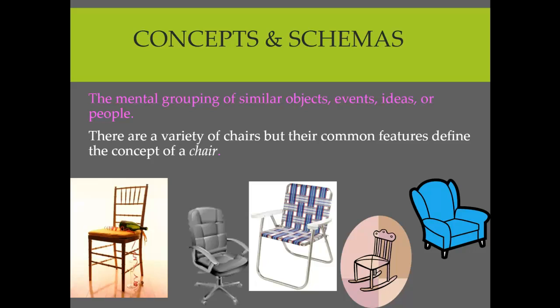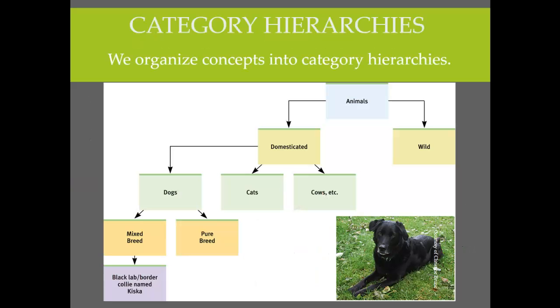So the mental grouping of similar objects, events, ideas, or people, again, those are our concepts and our schemas. There are a variety of chairs, but their common features define the concept of a chair. So these all could be considered chairs. They're all a little bit different, but they fit into that general mold of the concept of a chair. We tend to organize our concepts into hierarchies.